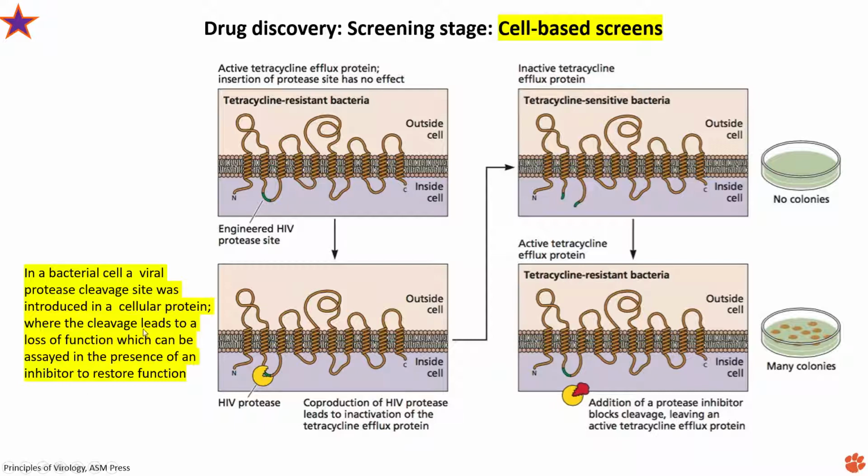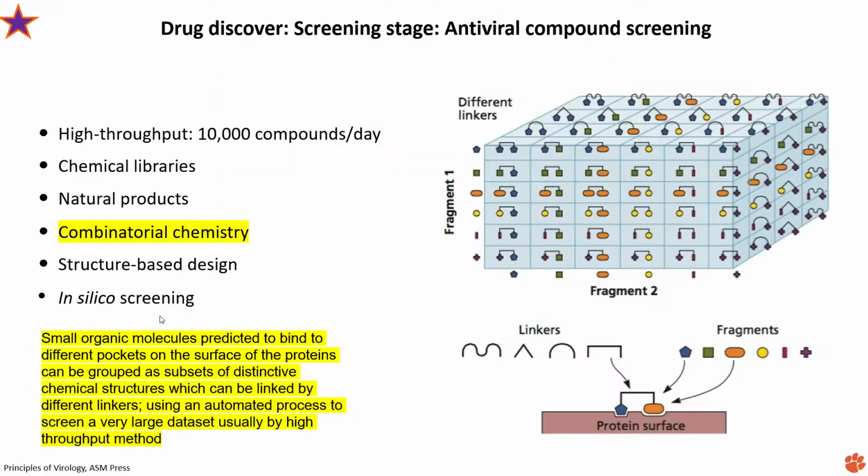The cleavage leads to a loss of function of a tetracycline pump, which is what you are seeing here. This can be assayed in the presence of an inhibitor to restore the function. If you add the inhibitor, the protease cannot cleave that one, and that is basically the functional assay. So this is a cell-based screen. Just remember that. All right.